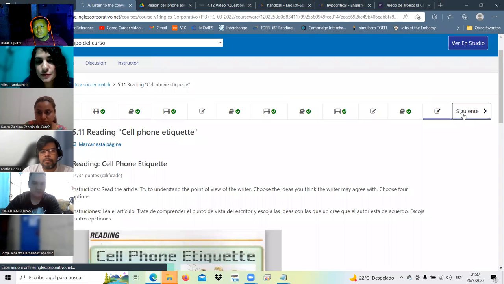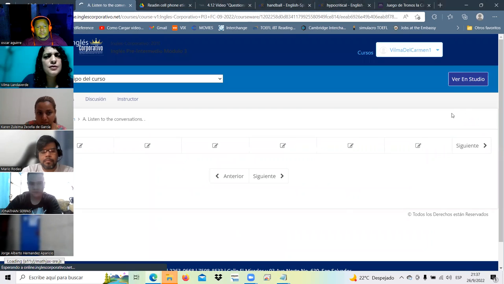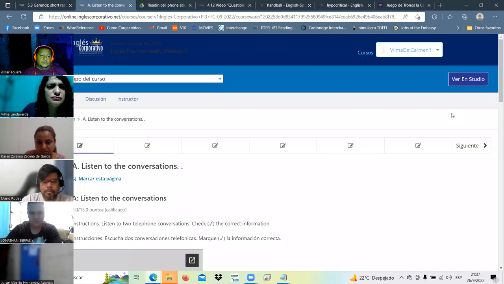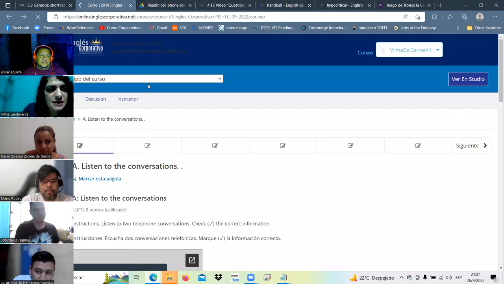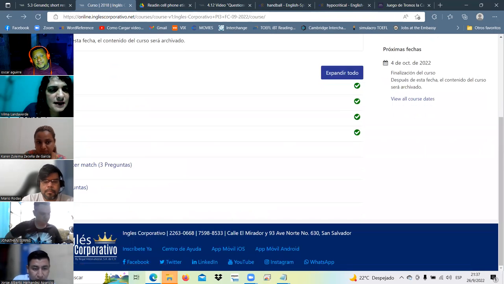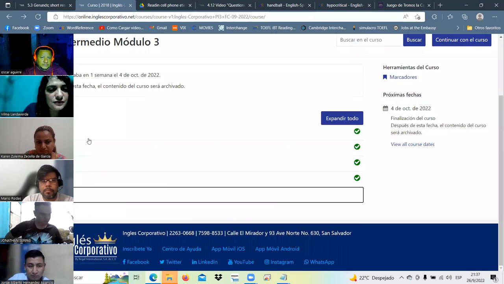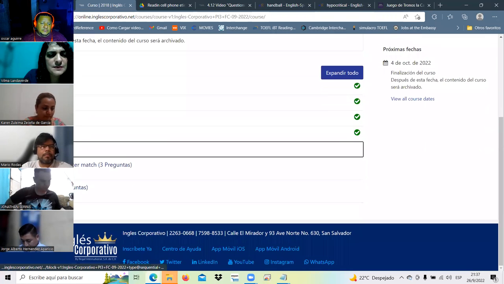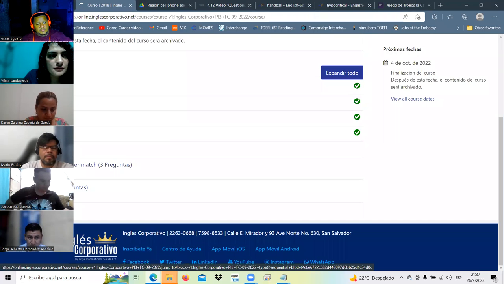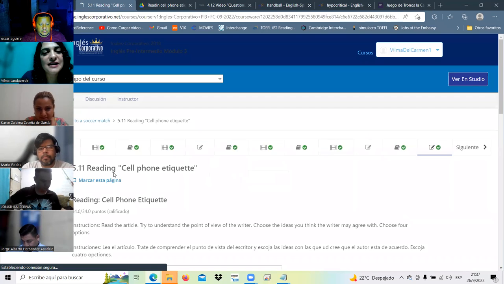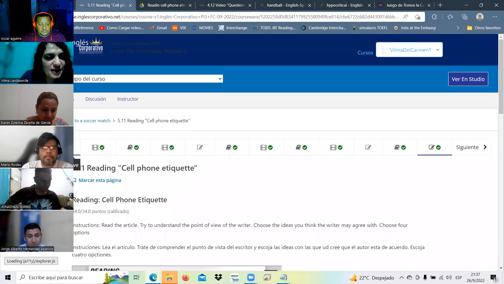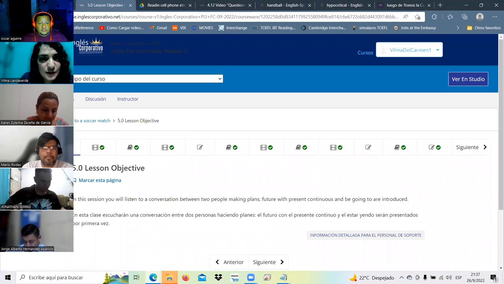Let's continue. No, yo creo que me adelanté demasiado, chicos. Demasiado. Bueno, ni modo. Vamos a irnos a la sección del inicio. Section 5. Section 5, yes. Sí me adelanté un montón. Anyways, no nos cayó mal la lectura, ¿verdad? Reading self etiquette. No sé por qué me fui tan atrás, tan adelante. I went so forward.